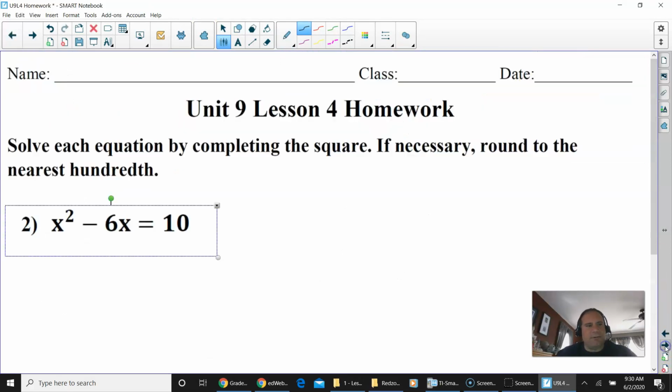So here is number 2. Right, x squared minus 6x equals 10. Go ahead, see if you could do this on your own. Take the steps like we did in that first question, and just go ahead and get those roots, solve for those roots. Press pause now.